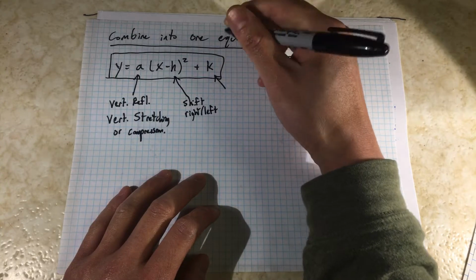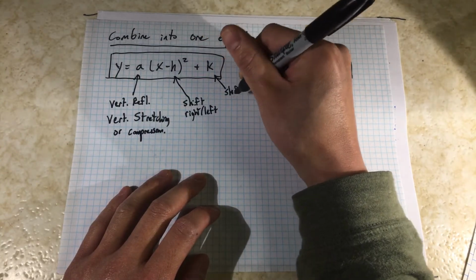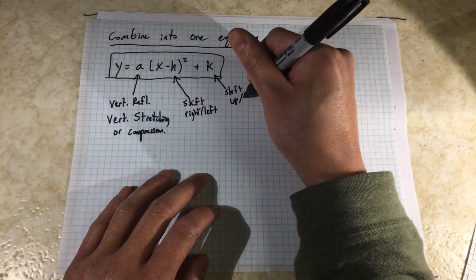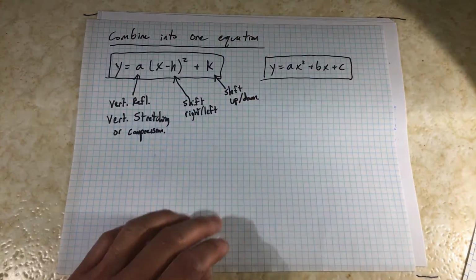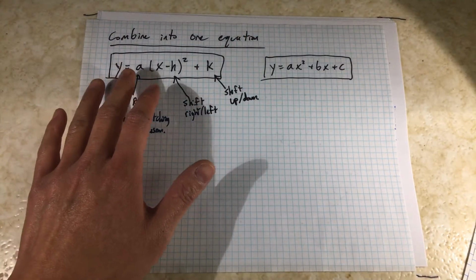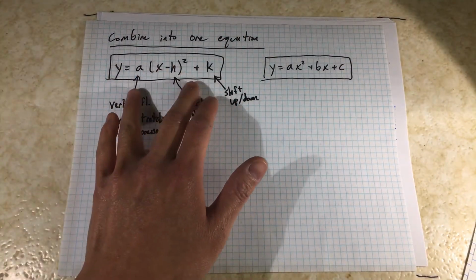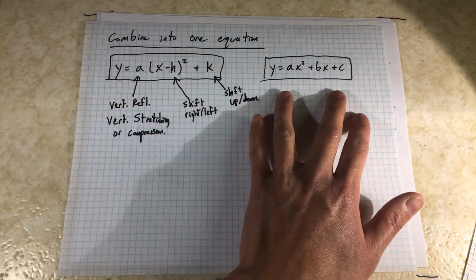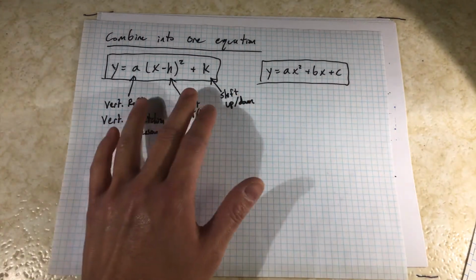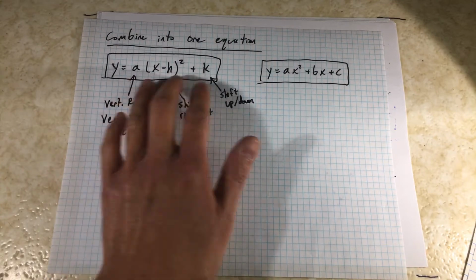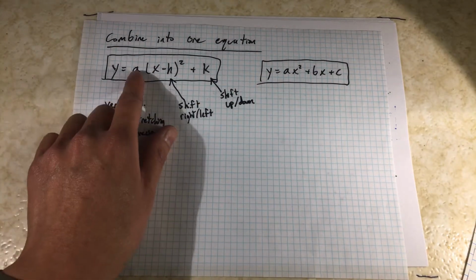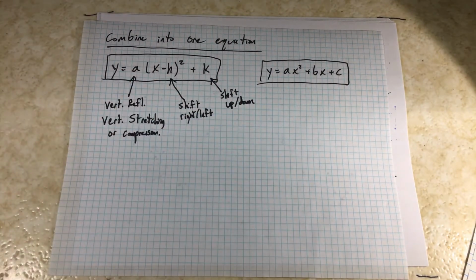And this k tells us a shift, either up or down. All right. So you really have all the information you have in this form. These are just like 2 different forms of the same thing. If you were to do FOIL on this, you could put it into this form.